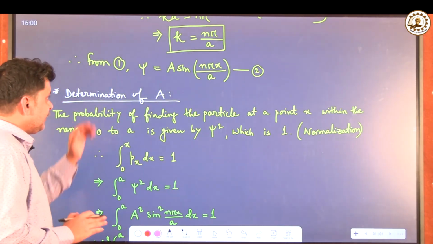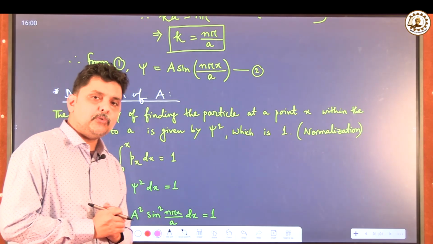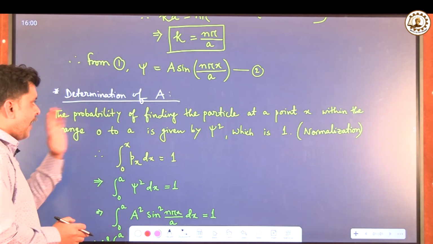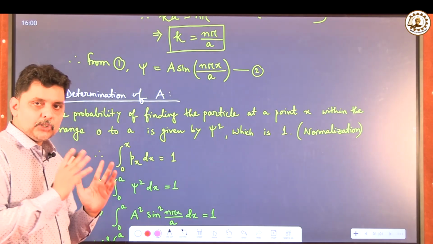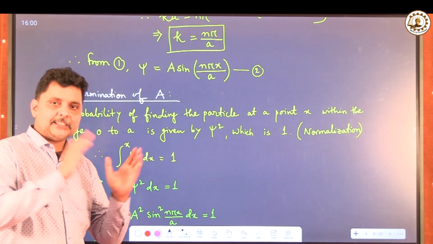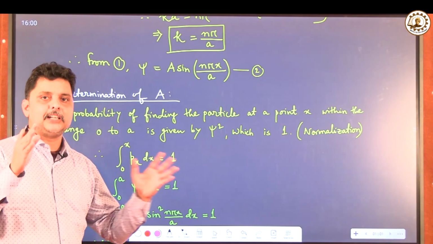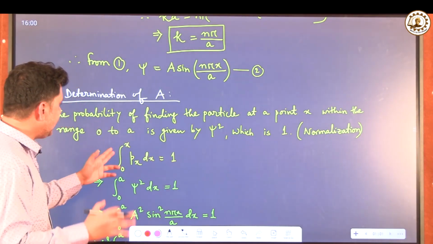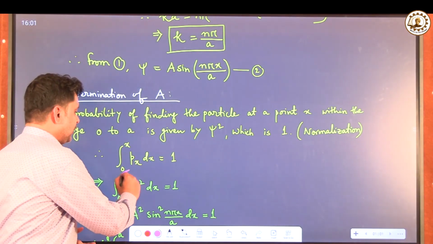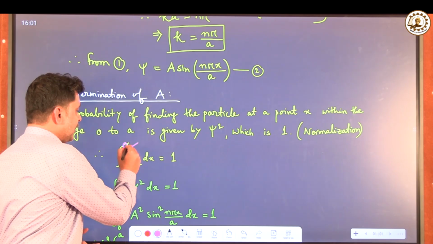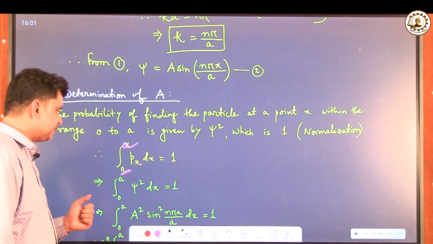And finally, from this portion, we need to find out the value of A. How do you find out the value of A? To find out the value of A, we'll be using a technique called normalization. In normalization, what do we do? In the normalization technique, we consider the probability of finding the particle inside the box, meaning from 0 to a, is 1.